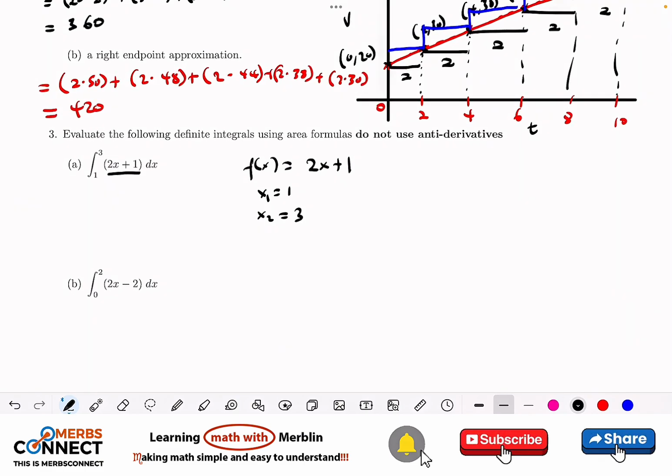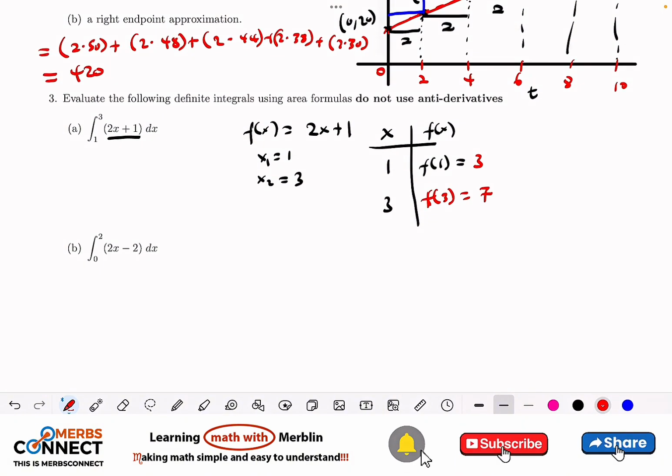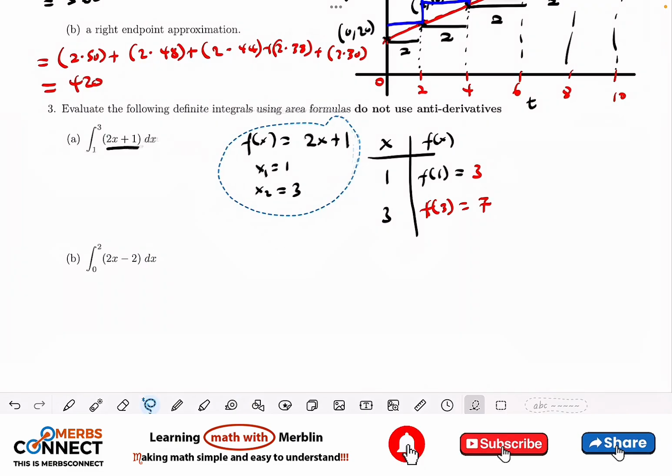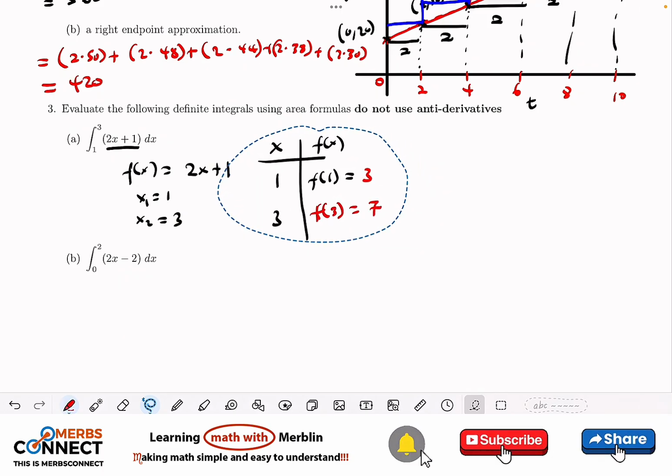So let's try and have a table, with our x and our f of x. So x is 1 and 3. When x is 1, what do we get from here? We are going to have 3. And when x is 3, when you plug it in, you are going to have 7. So let's sketch. When you are sketching the graph, make sure you sketch it and then shade the right portion. Right, so let's try and sketch this graph here.